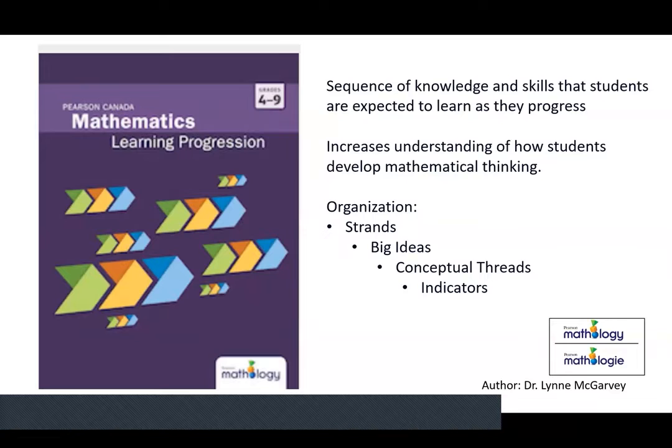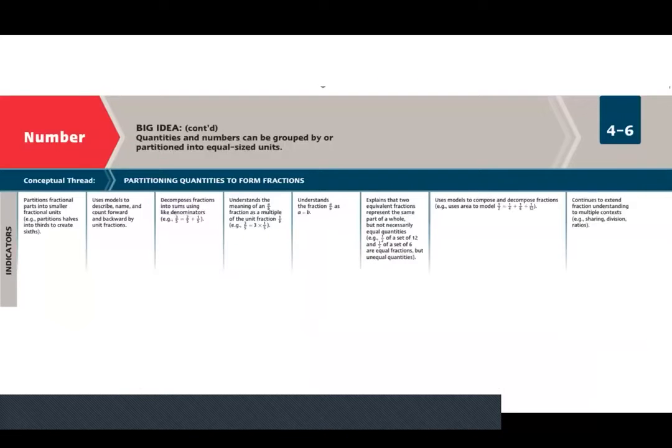And the learning progressions, the book says Pearson on it, and it says Mathology, but really it doesn't matter what resource you use, because it takes you through that sequence of knowledge and skills that students are expected to learn as they progress. And this is where, when you're starting to look at gaps in the learning and you're not sure where the students are or what you should do next, this gives you that really good detailed flow. It increases the understanding of how students develop mathematical thinking, and then you can see how it's organized from the big ideas, the strands, all the way down to the indicators. So that's one learning progression, one resource, and this is what it looks like.